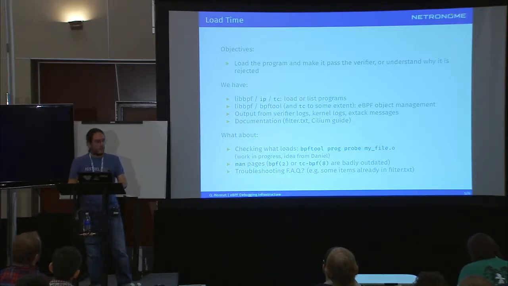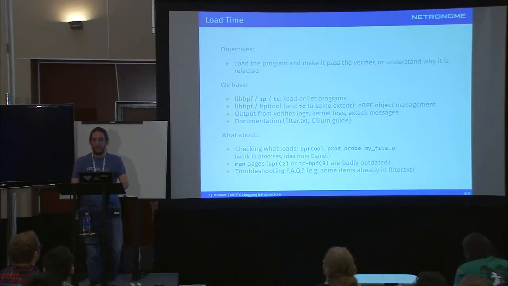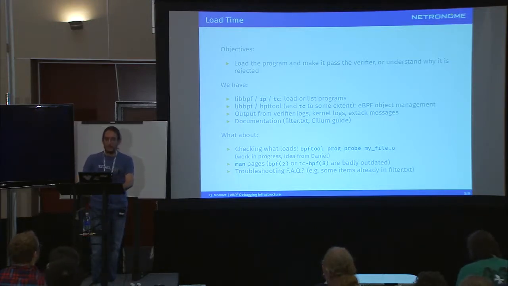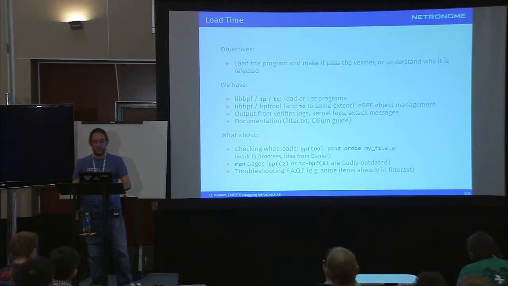We do have some documentation now, so some documentation has been in the kernel sources for some time now. It's somewhat outdated, not too much. Well, I mean, that could be worse, man pages, for example. But we do have the Cilium guide, thanks to Daniel mostly, which is a really, really good source of documentation for everything related to BPF. So it helps a lot understanding what's happening.